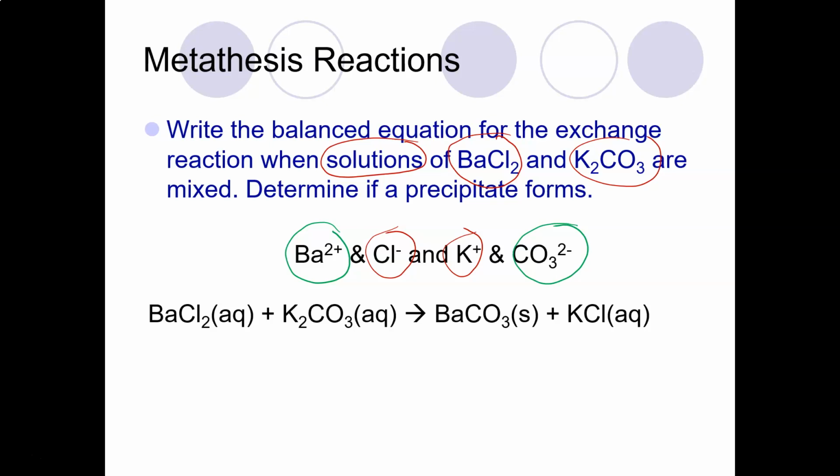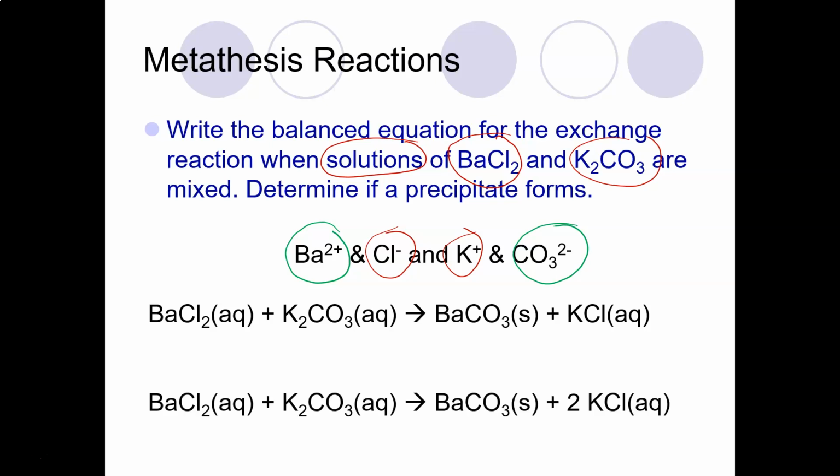And then next we need to look to see if this is balanced. Well, it's not. So to balance it, we're going to have to add a 2 in front of the potassium chloride. So that takes care of our balanced equation. This is our balanced equation.